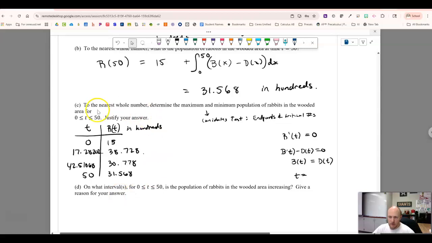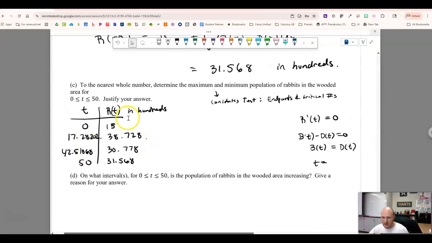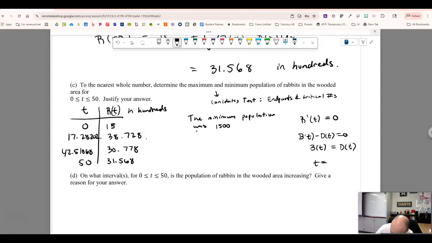Usually your table is good enough justification, and then they like to see these critical values. That's usually 1 point for acknowledging these critical values, and then we have our population here, and so now we can go ahead and make a determination. So we can say the minimum population was 1,500 at t equals 0.